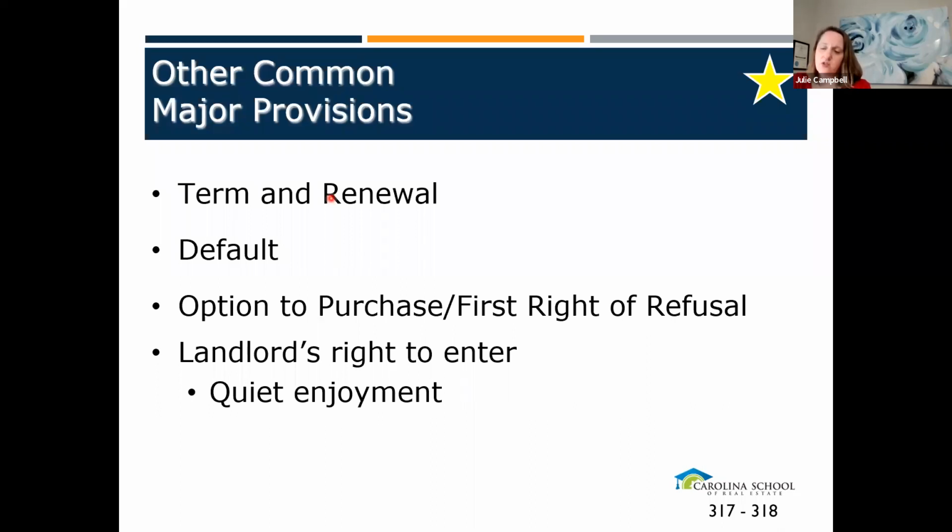Most contracts, specifically leases, have some kind of default provision that discusses what happens if either party breaks their promise, if either party breaches. So what legal remedies are provided for is very common to see in a lease. We talked about option to purchase and first right of refusal back in Unit 10. These may be considered in the lease. If the tenant wants to buy the property, then we can put those provisions in the lease.